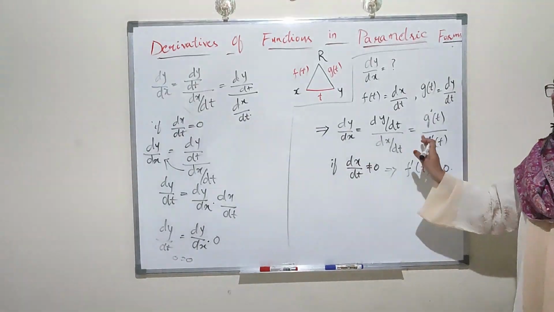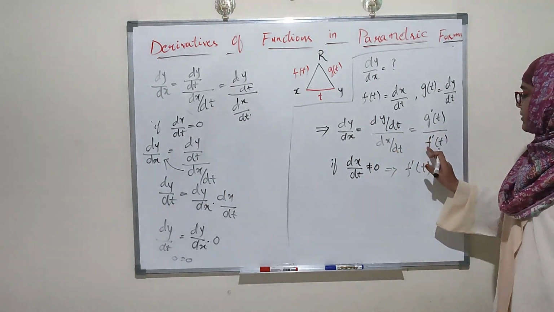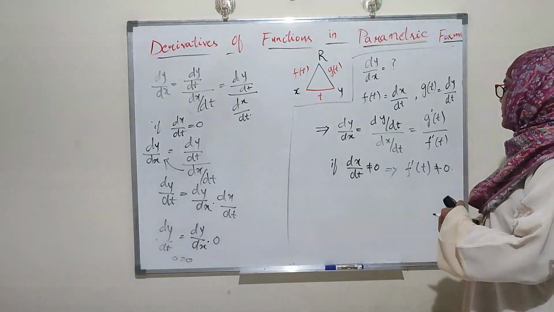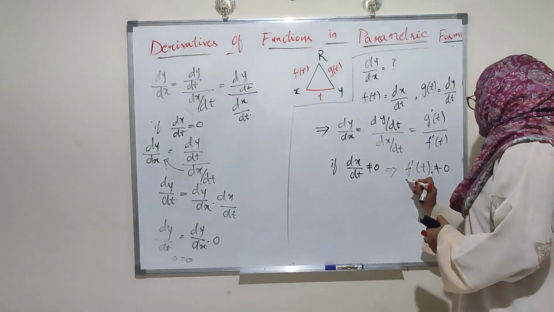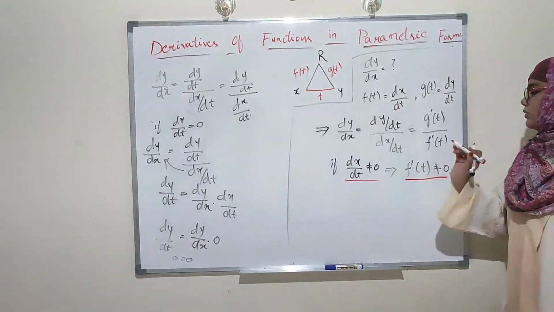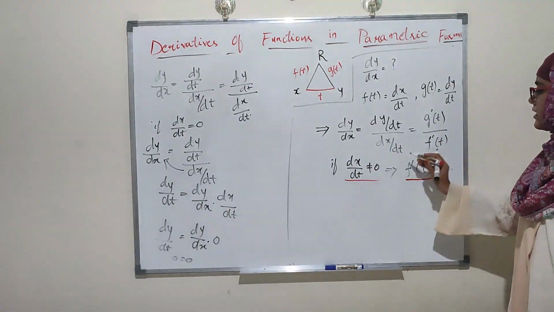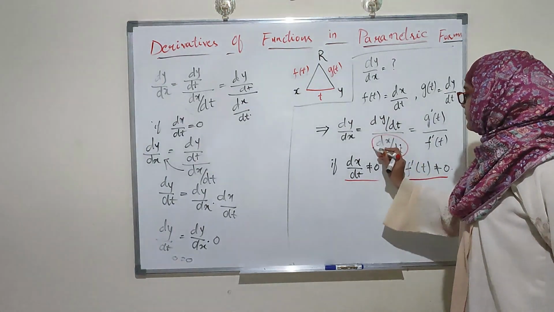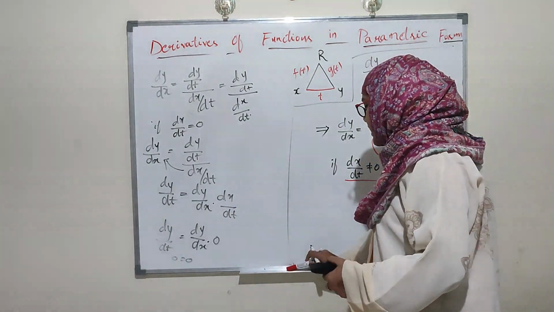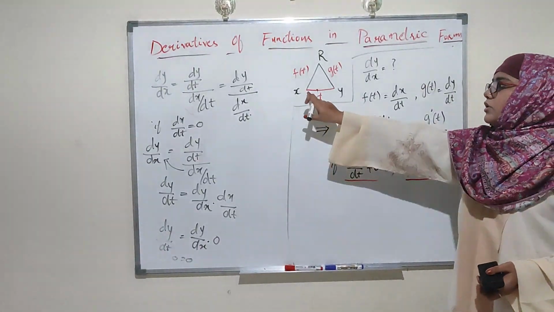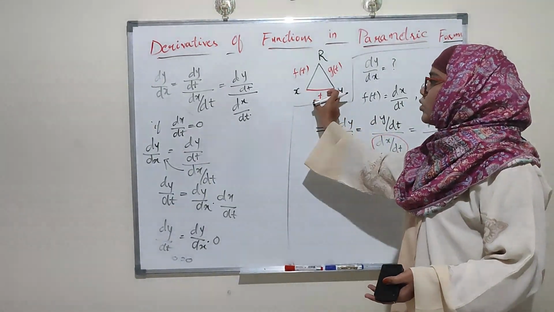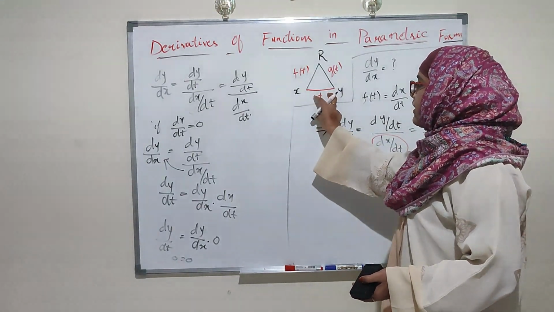What is f dash? F dash is nothing but the derivative of x with respect to t, that is dx by dt. That's why we are taking this. So we take one term t which connects both variables x and y. That's why we represent it as t, and it is known as parametric form.